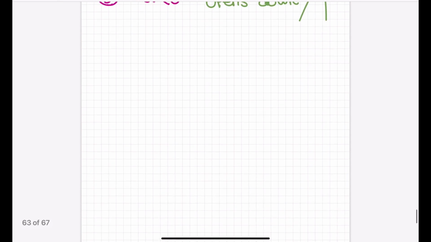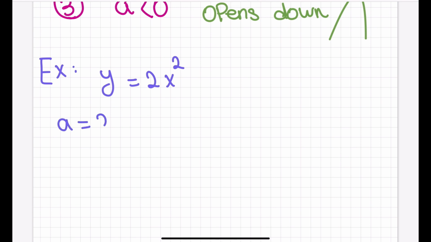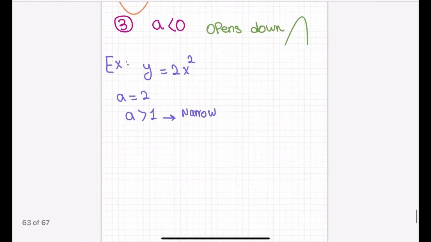If I want to give you an example of drawing them for you, I can do it. So, for example, I'm going to do y equals 2x squared. My a here is 2. It means a is greater than 1, which means my parabola is stretched and narrower. It must look narrow. Let's draw it and see.